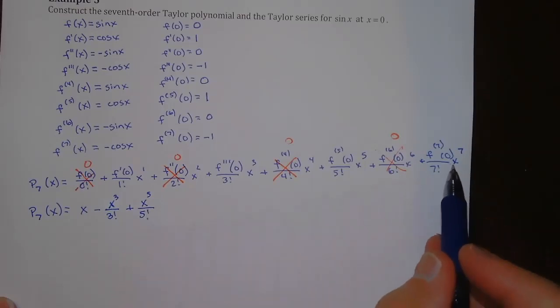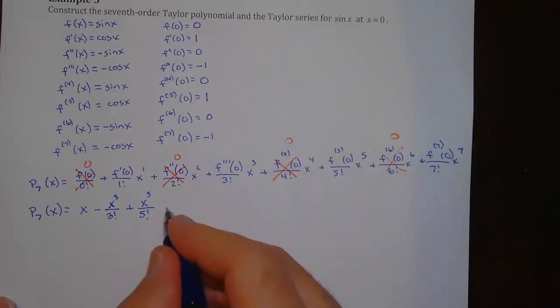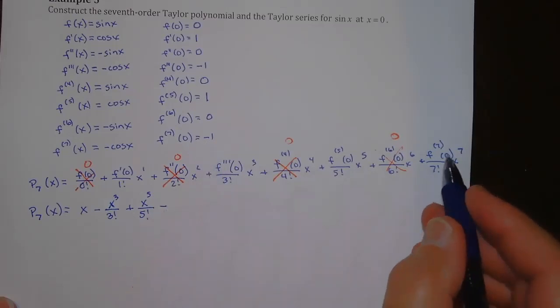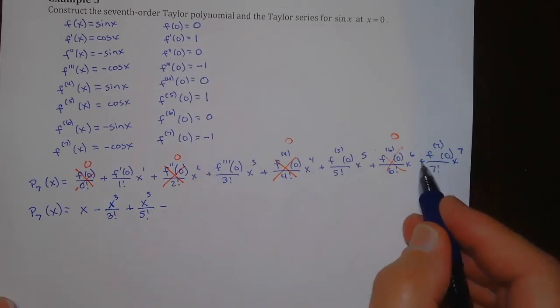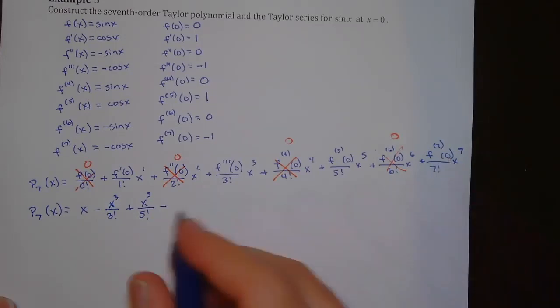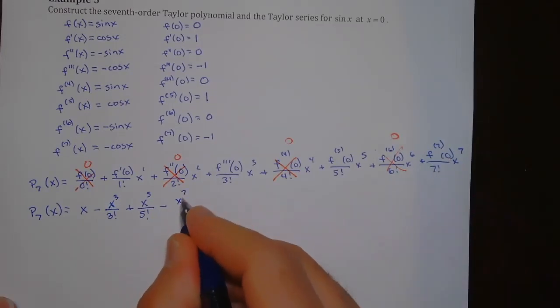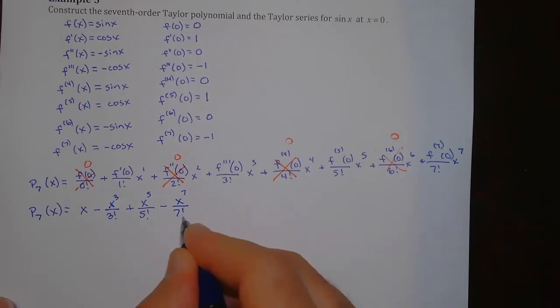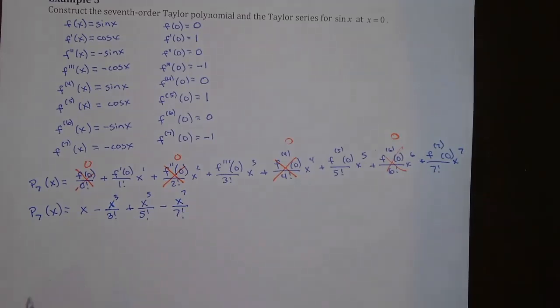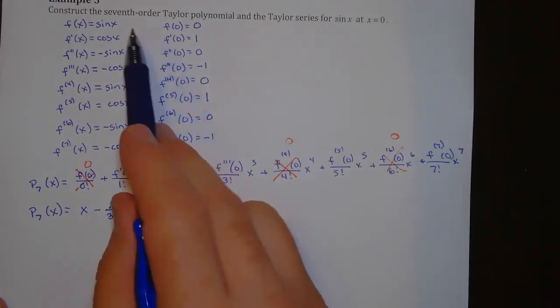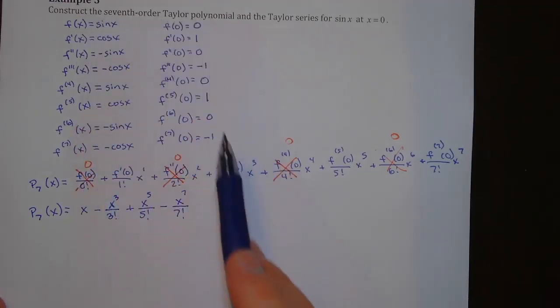And then the seventh one is a -1, so it's going to be minus, and this is going to be a 1 now because we changed it to minus, so it's going to be 1 times x to the 7th, so x to the 7th over 7 factorial. Okay, so that is the 7th order Taylor polynomial. So we're done with that part.